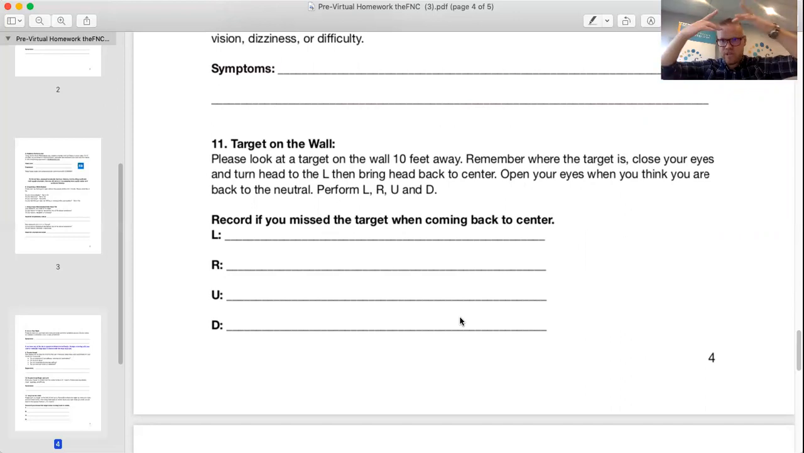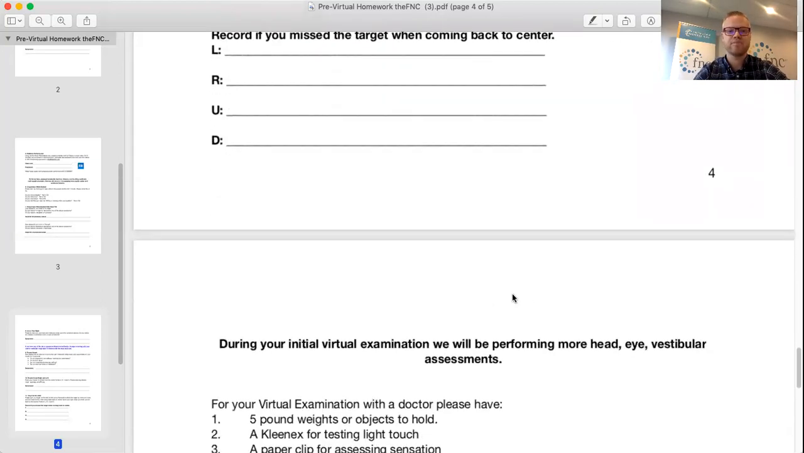Another thing you could do is purchase a laser that goes on the head. As you move your head and bring it back to neutral, say you're missing the target by 2 feet, most likely there is an issue with your brain's perception of your cervical proprioception, the feedback coming from your neck and your ability to know where neutral is with your cervical spine. That gives us input that most likely there's a cervical spinal component to your symptoms.